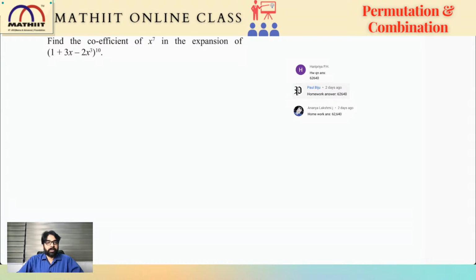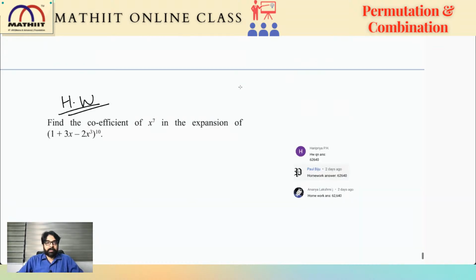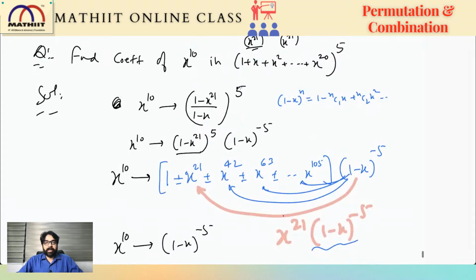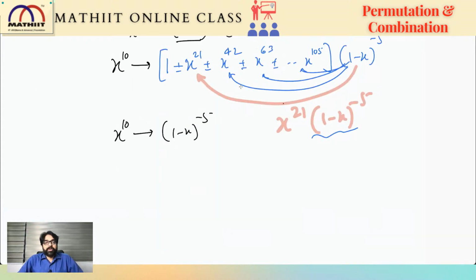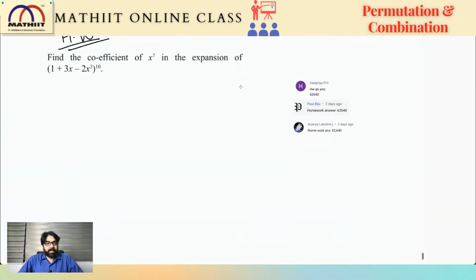Okay. So let's discuss this question and then we'll proceed further. This is the last class of your permutation and combination. Last class we discussed finding coefficients, and today we'll learn using the coefficient method for doing permutation and combination.